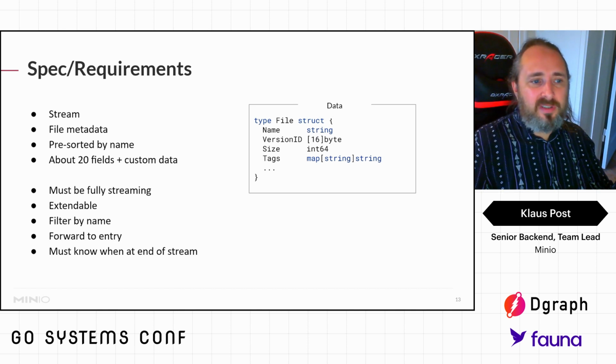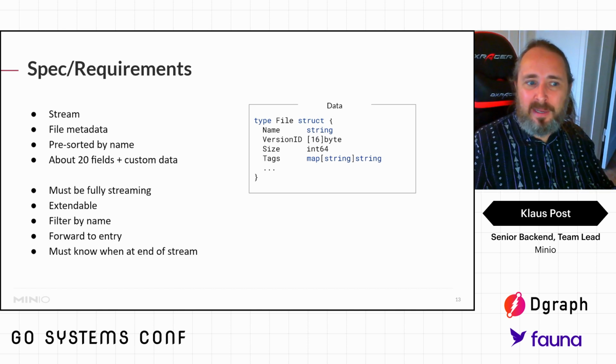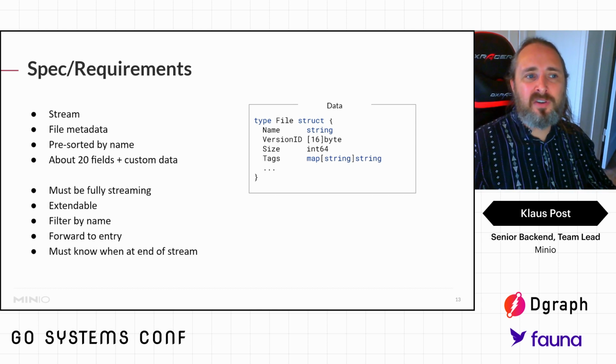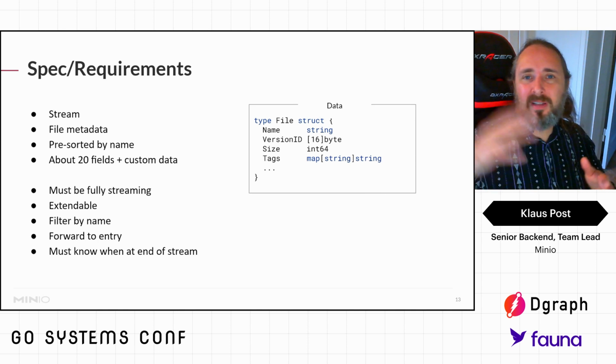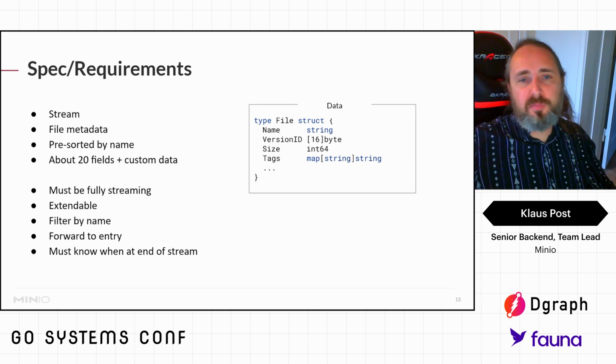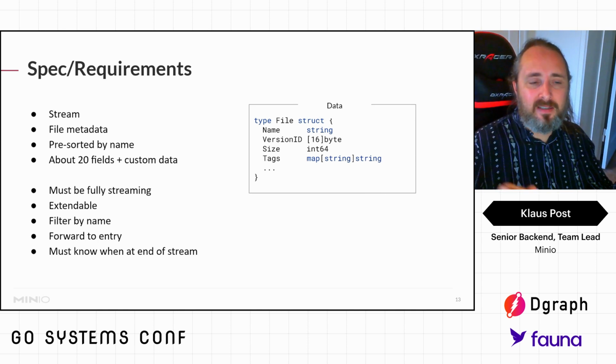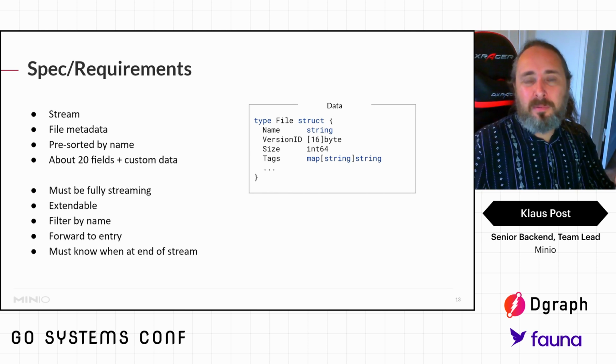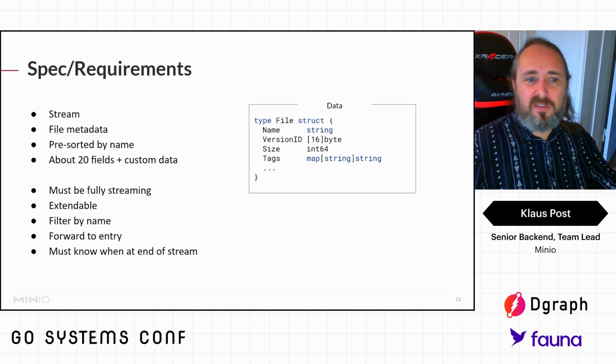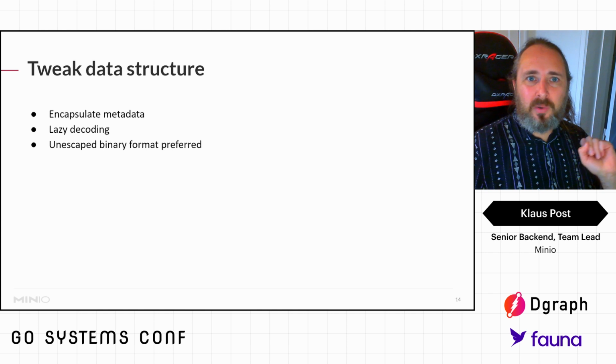The primary use is that we want to be able to filter by name, and we want to forward to a specific entry. And since the stream is pre-sorted, that will allow us to forward to a specific point and list the entries from there. We want to be able to tell when we reach the end of the stream, so we must know that there's no further entries coming. So these are the requirements.